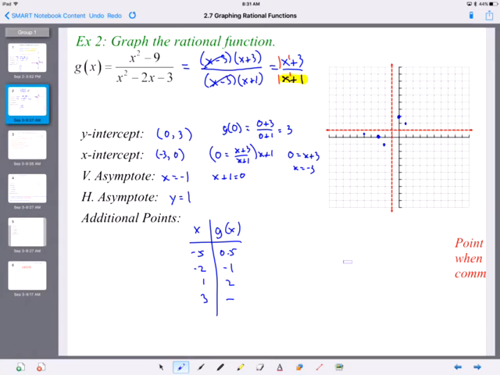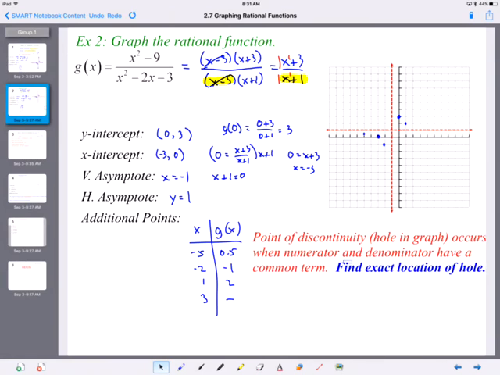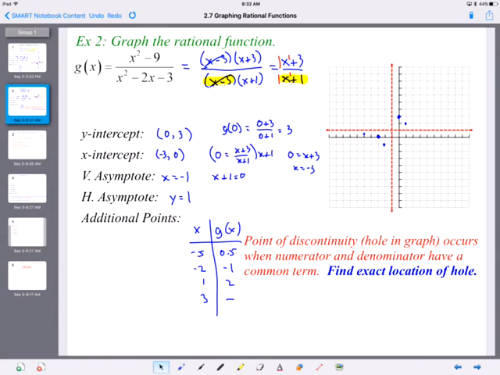Well, there is something going on, and we know there's something going on because it was part of our restriction in the domain. Domain could not equal x equals 3. So what happens is there is a break in the graph, but the break is called a point of discontinuity. So a point of discontinuity, or hole, in the graph appears when the numerator and the denominator have a common term, which is exactly what happened. That's why we canceled it out. So there's a hole in the graph.